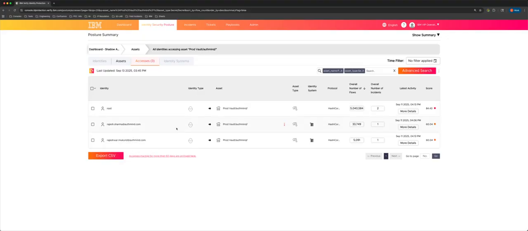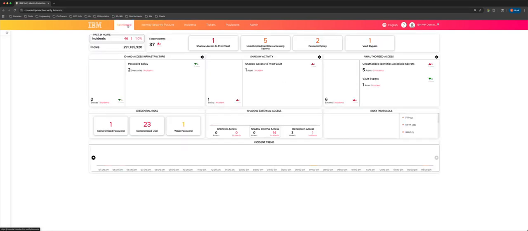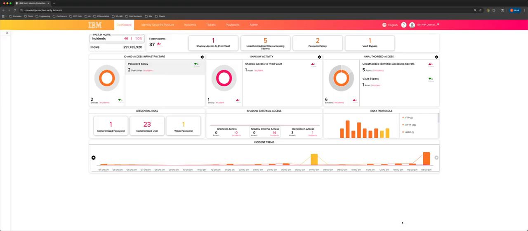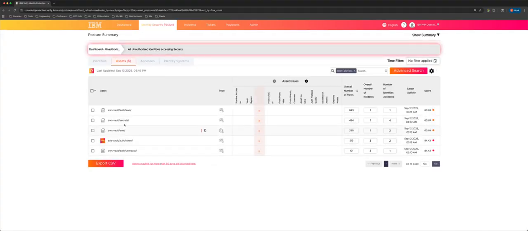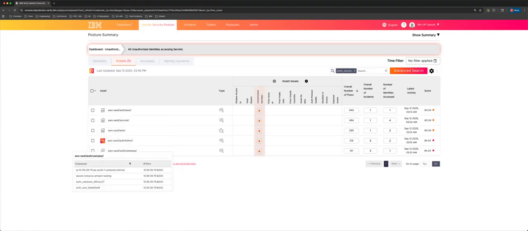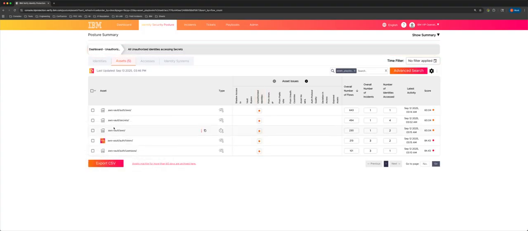The third thing I want to show you is how we can monitor beyond just the posture management. These are specific examples, and it's not limited to what I'm going to show you, of use cases where we can help with secret management. For example, we can look at unauthorized entities accessing secrets. So we can click here. We can see the different secrets that are being accessed. In this case, it's in our AWS Vault.